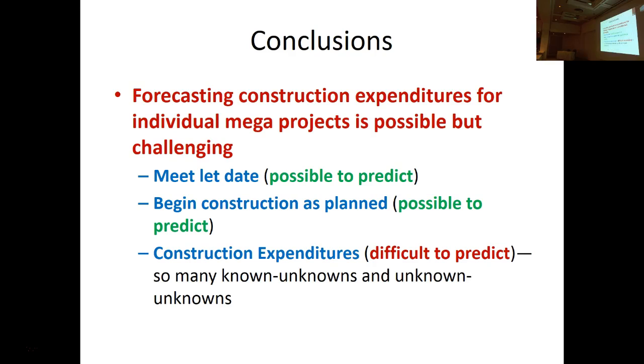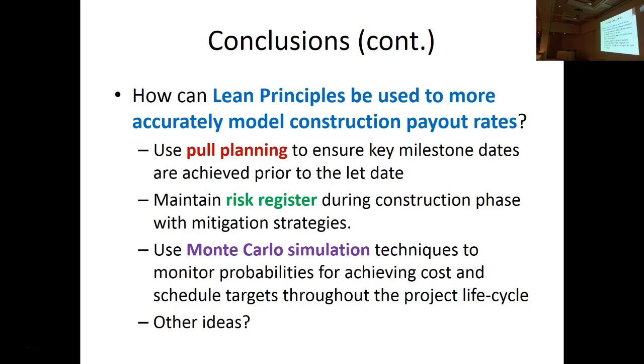So in conclusion, we say forecasting construction expenditures for individual mega projects is possible, but it's challenging. We can meet the let date, I think, with good certainty. Also, it's possible to predict when the start of construction will occur. But when it comes to predicting construction expenditures, it's much more difficult. So many of what I call known unknowns happen during that phase of a project, and also a lot of unknown unknowns. To tie this a little into lean, I throw out a question here: how can lean principles be used to more accurately predict and model construction payout rates?